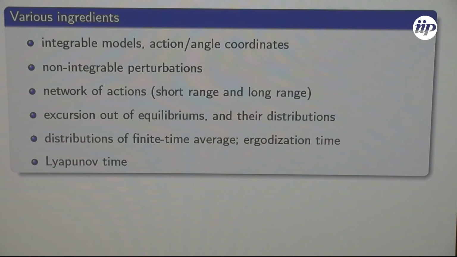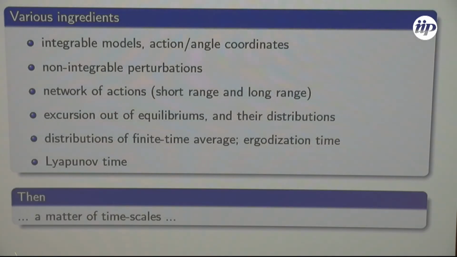So as you see, there are 6 items in this list. 3 concern the type of model, and 3 more concern time scale. So in some sense, this dynamical glass is a matter of time scale, comparing time scales in the system.